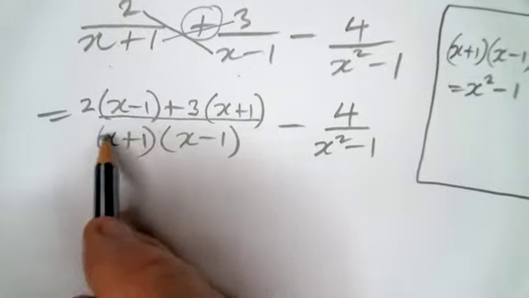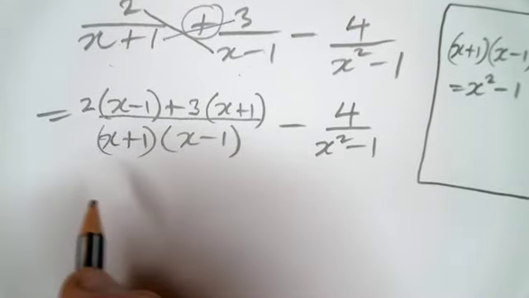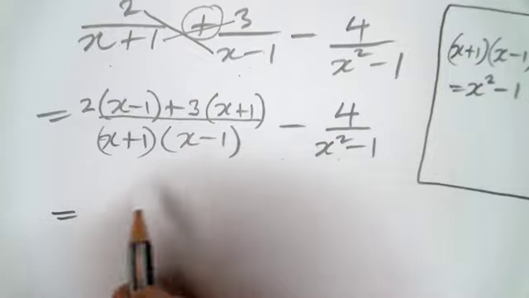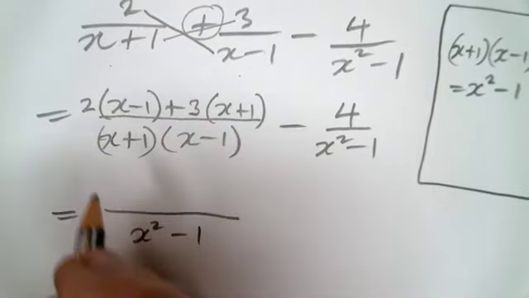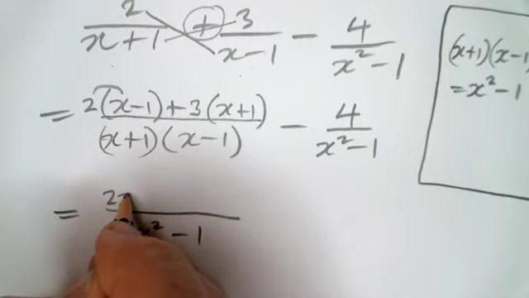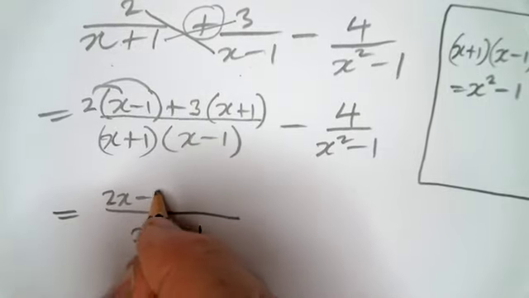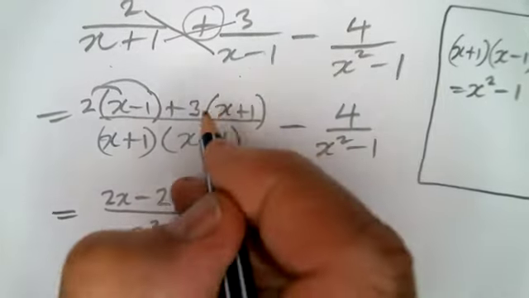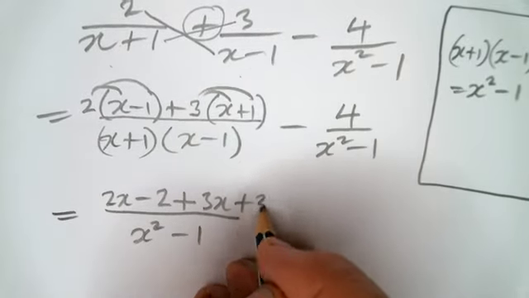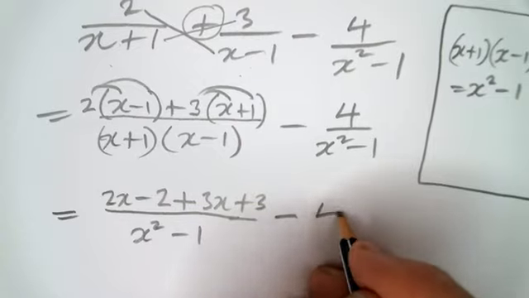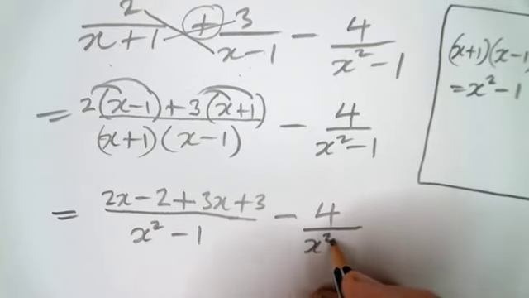All right, so let's now go ahead. We're going to expand this and simplify. Now, we know the expansion of the bottom is just x squared minus 1. But this is 2 times x, which is 2x. 2 times negative 1 is minus 2, plus 3 times x is 3x, and 3 times 1 is plus 3. And that's all minus 4 times x squared minus 1.